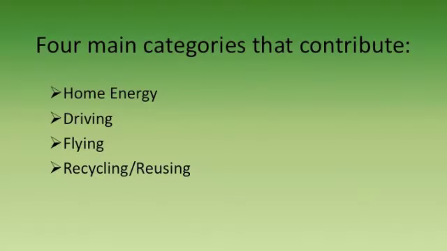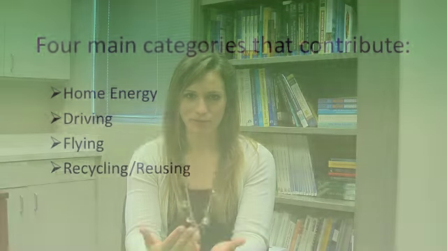They can help ensure a stable environment for future generations. For now, we will focus on four main areas that actually affect our carbon footprints. Let's see if we can tackle some of these areas. Our first category is home energy.